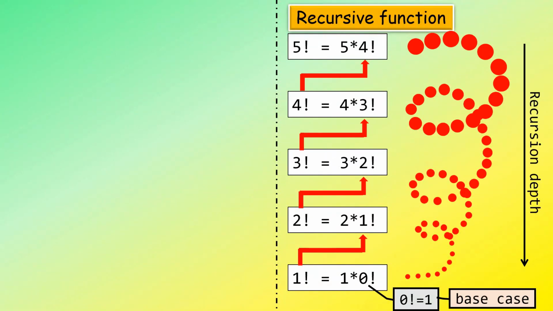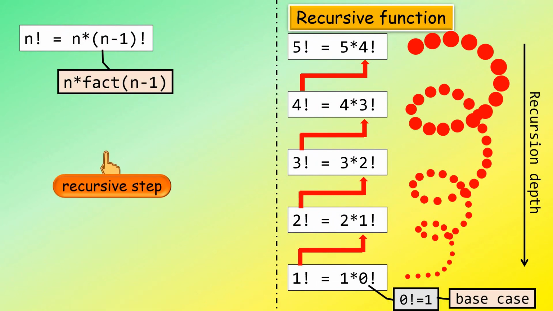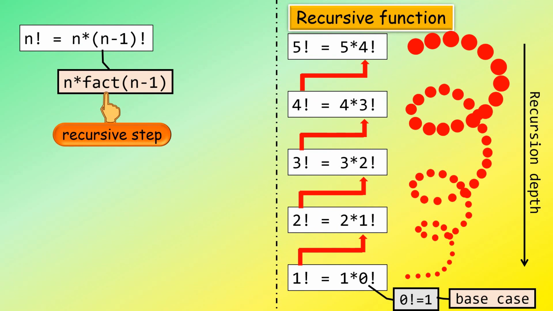So here, which is the recursive step? N factorial is equal to n into n minus 1 factorial. In this, n into n minus 1 factorial, n minus 1 factorial is nothing but the function called fact of n minus 1. So the recursive step is n into fact of n minus 1.